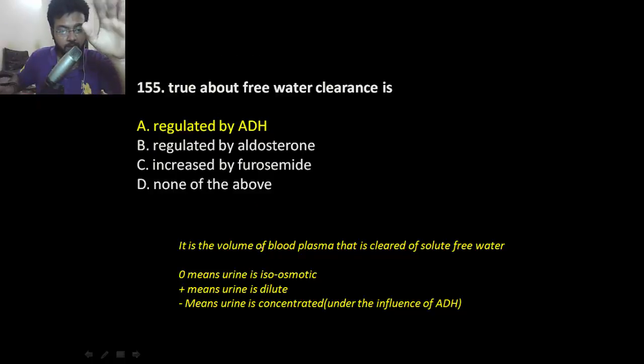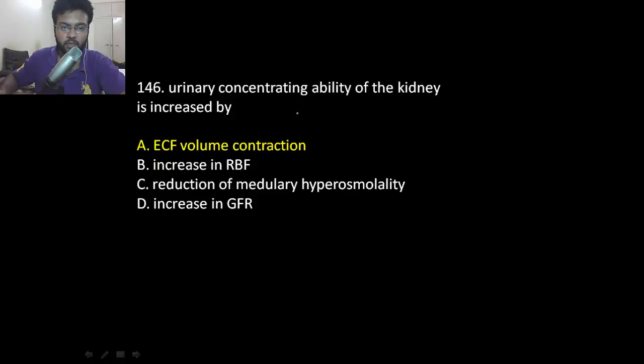It is isoosmotic. If it is greater than 0, that means urine is more dilute. That means you are losing more amount of water. That means you don't have ADH. If it is negative, that means urine is very much concentrated and you have high amount of ADH in your blood. That means it is regulated by ADH.